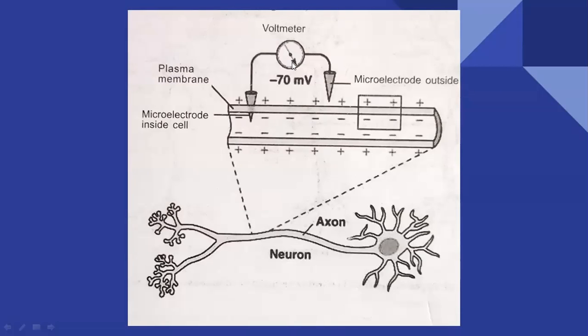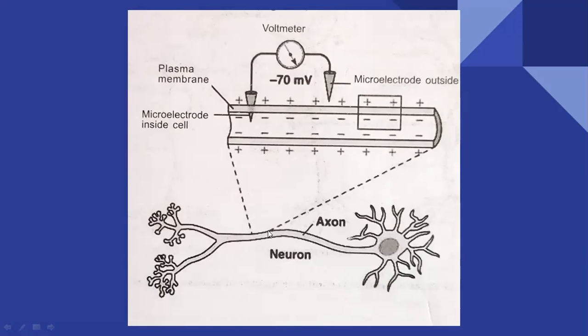When nothing is happening inside these neurons, minus 70 millivolts of potential will be shown in the voltmeter. When the neurons are not doing anything, when they are not in function, minus 70 millivolts of potential will be there. This is called resting potential or resting membrane potential.